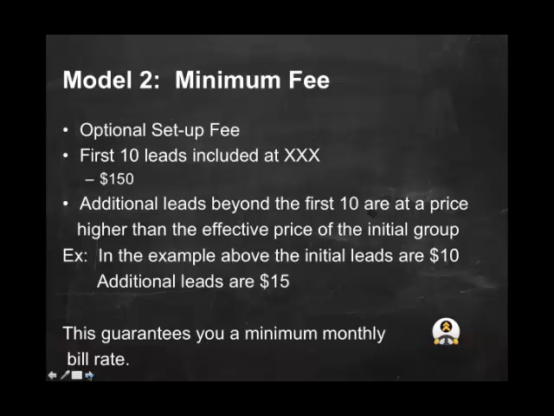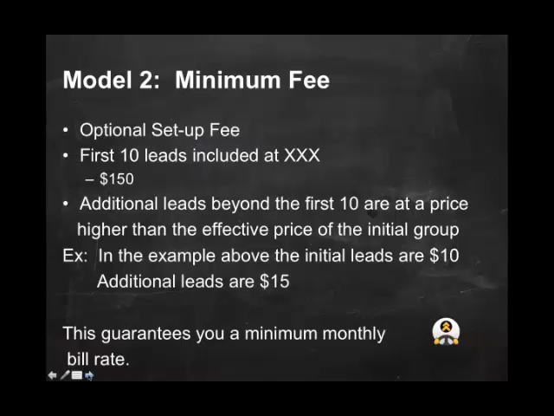My math on the slide is wrong. The additional leads would be $20. I have it written down for 15. But you get the point. The first 10 leads out of that $150 are $15. Additional leads would be $20.